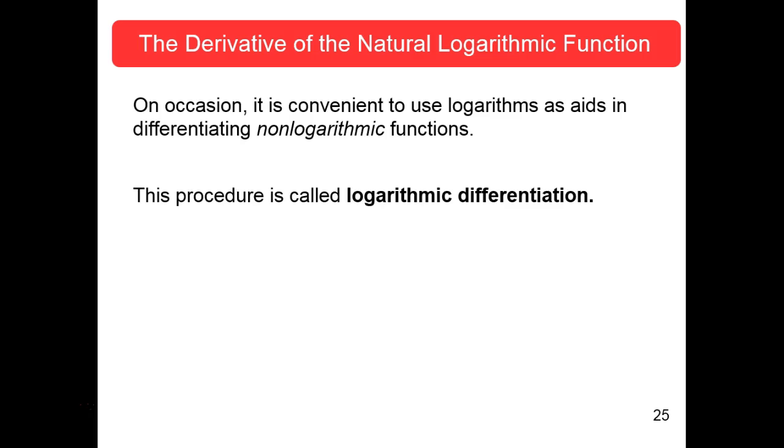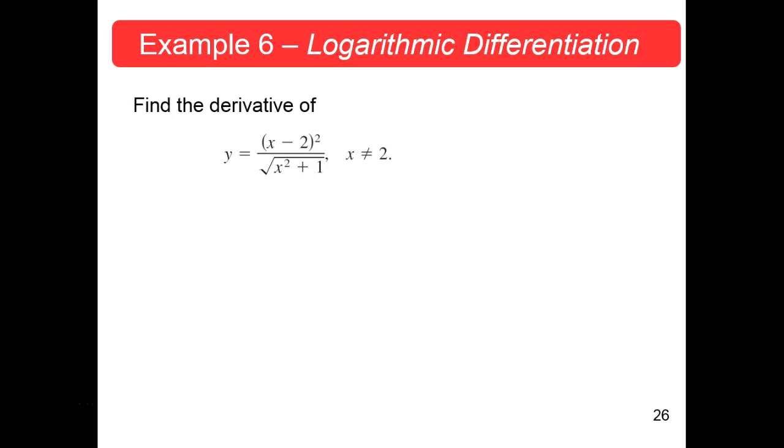So, if you run into a function that looks impossible to take a derivative of, you might consider, if it's something you can easily take a log of, taking the log of it, taking its derivative, and then going backwards, okay? And this next example hopefully will show that. Here is example 6.